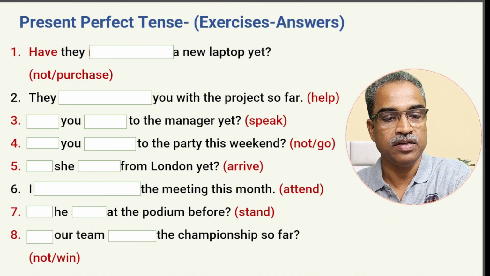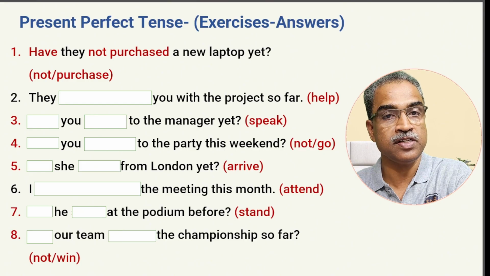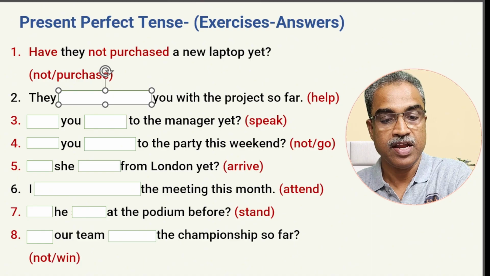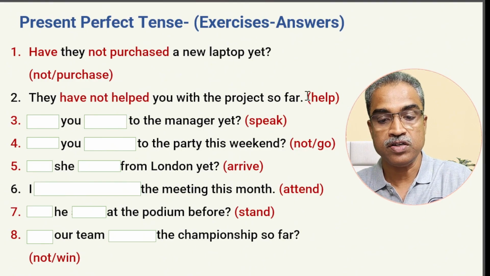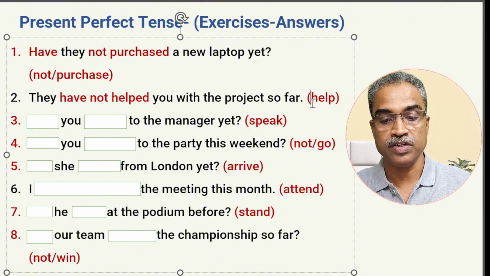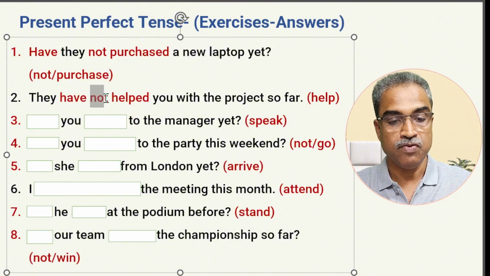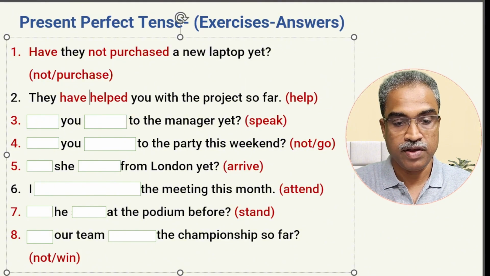Have, right? So have they not, V3 form, purchased, V3. Have they not purchased a new laptop yet? Haven't they purchased a new laptop yet? Next one, second one. They dash you with the project so far. Help. It's going to be a statement. Let us see how it is. They have not helped you with the project so far. I remove this not here, so it will be fine.